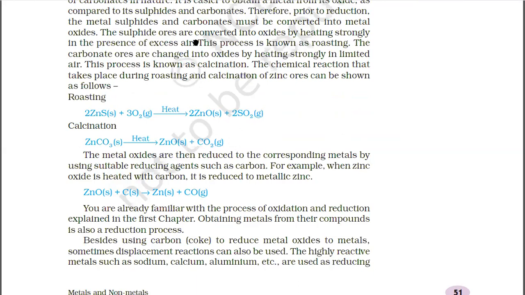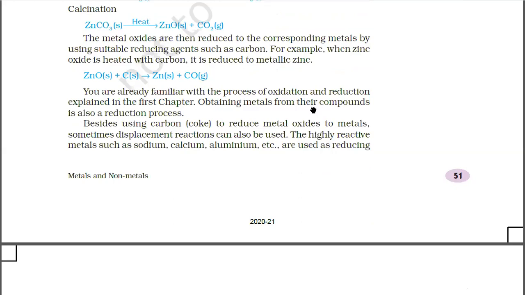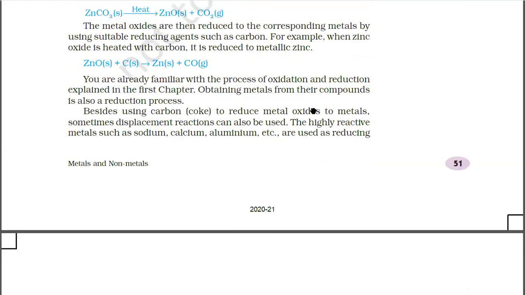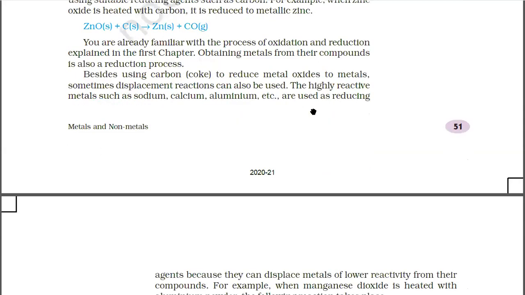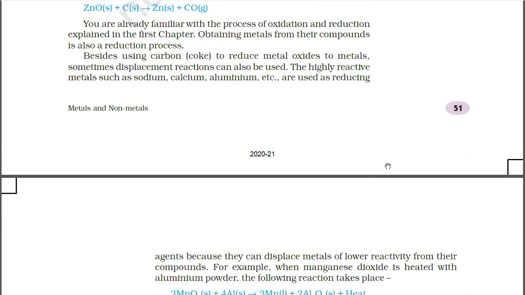The metal oxides are then reduced to the corresponding metals by using suitable reducing agents such as carbon. For example, when zinc oxide is heated with carbon, it is reduced to metallic zinc. You are already familiar with the process of oxidation and reduction explained in the first chapter. Obtaining metals from their compounds is also a reduction process. Besides using carbon to reduce metal oxides to metals, sometimes displacement reactions can also be used.